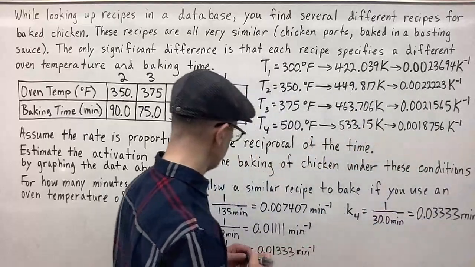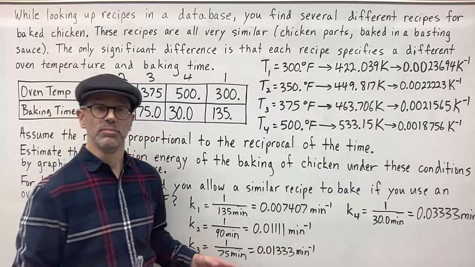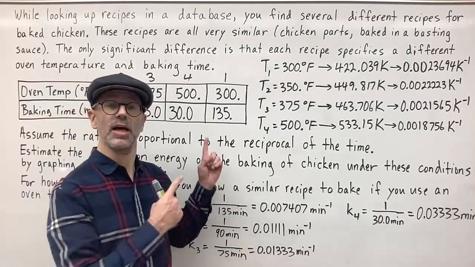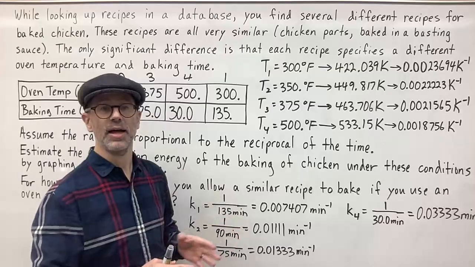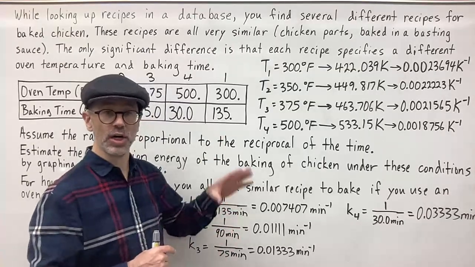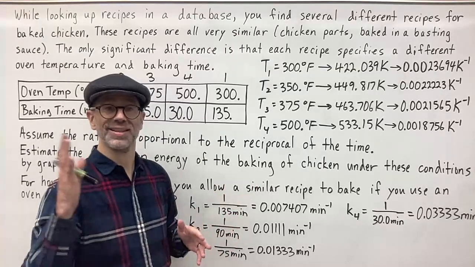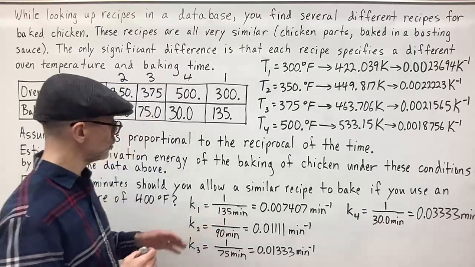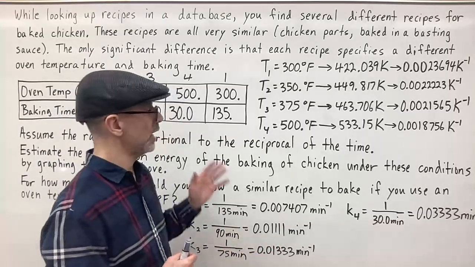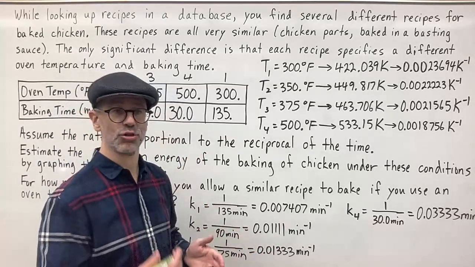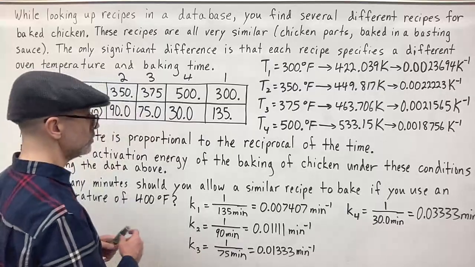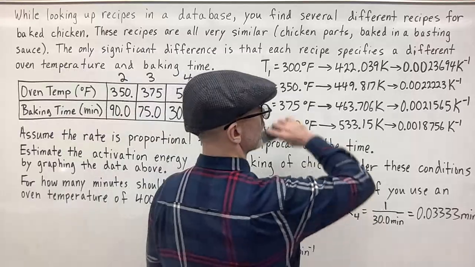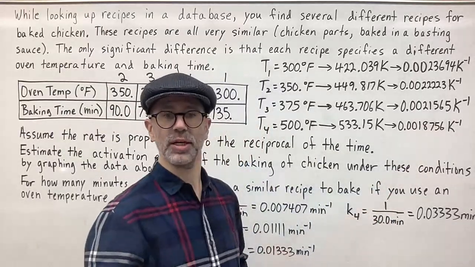Okay, now we have our K values. So now we need to take the natural log of those, because as I said, we need to plot the data of 1 over the temperature versus the natural log of K, the rate constant. So we got our rate constants. So now we just need to take the natural log of those. So let me go ahead and fix this. So give me one moment.